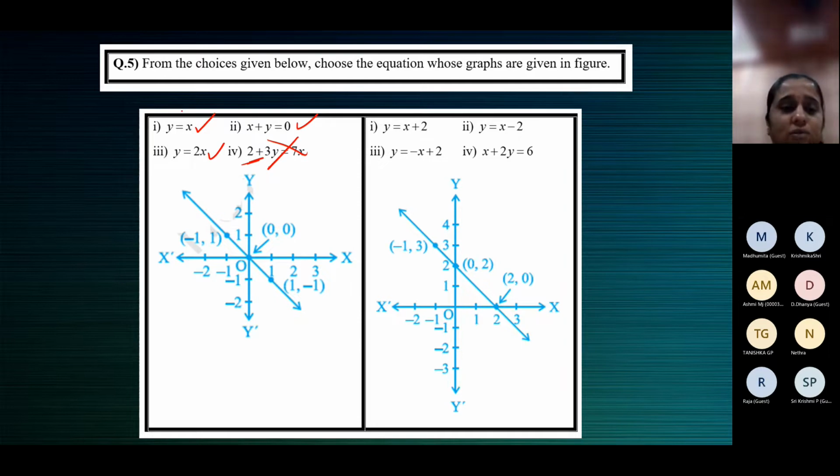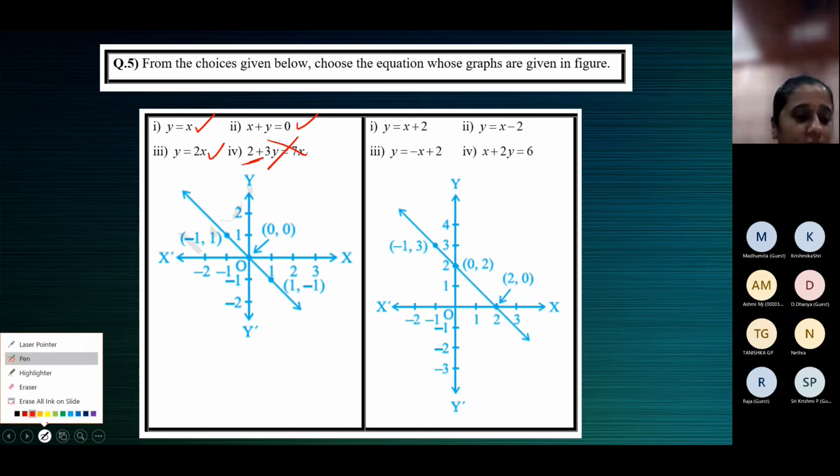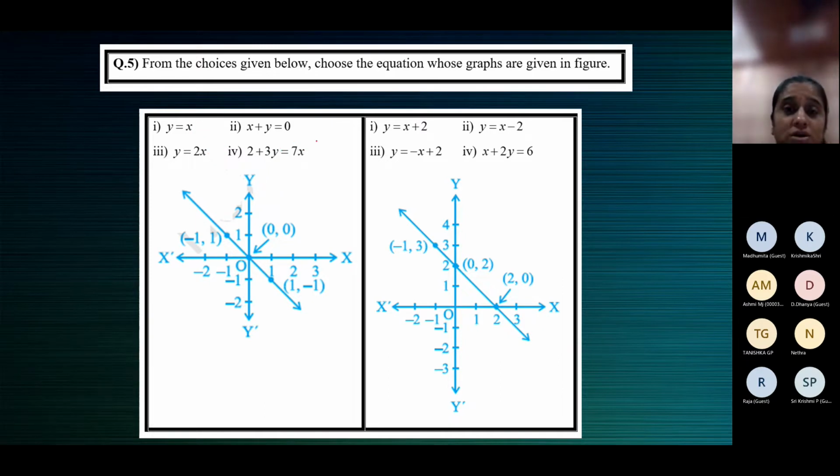And as Madhumita correctly said, y is equal to x. So you should find out which equation is not possible. So this one is not possible. This one is also not possible because you can see here x coordinate is -1, y coordinate is 1. They're not equal. X is not equal to y. Y is equal to x means x is equal to y. Okay, 0, 0, yeah, they're equal. But when you take 1, -1, x is 1, y is -1. The third option is also not possible, ma'am, because 2 times -1 is not equal to 1.